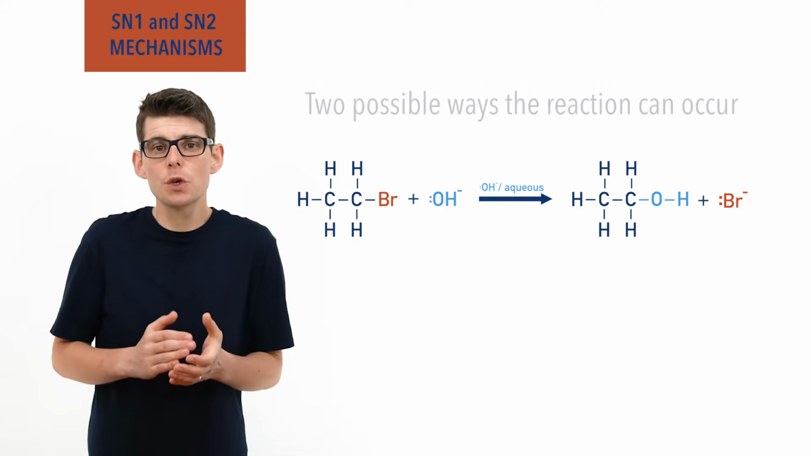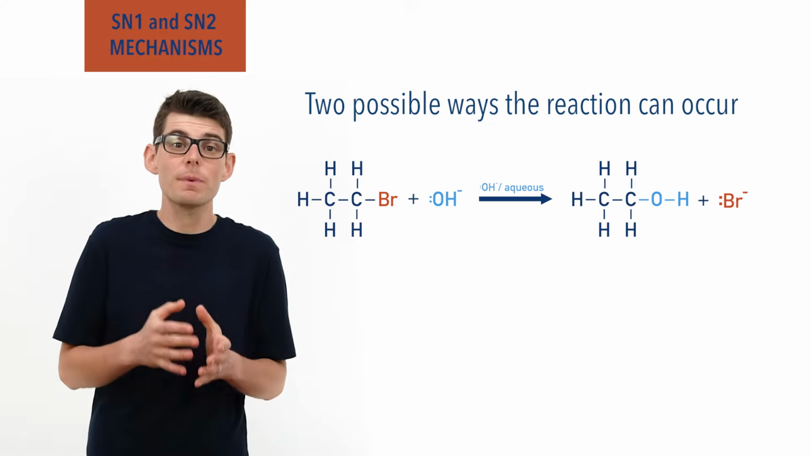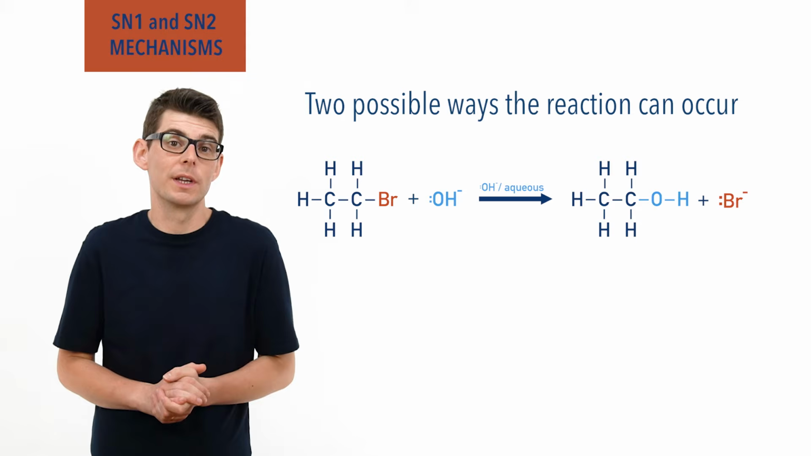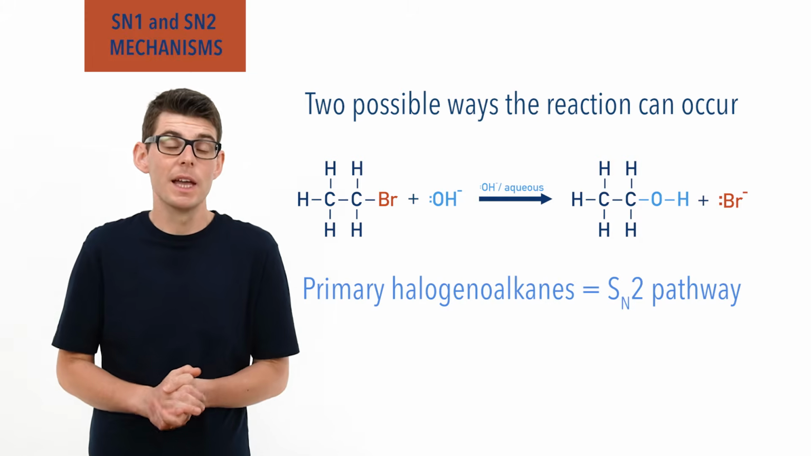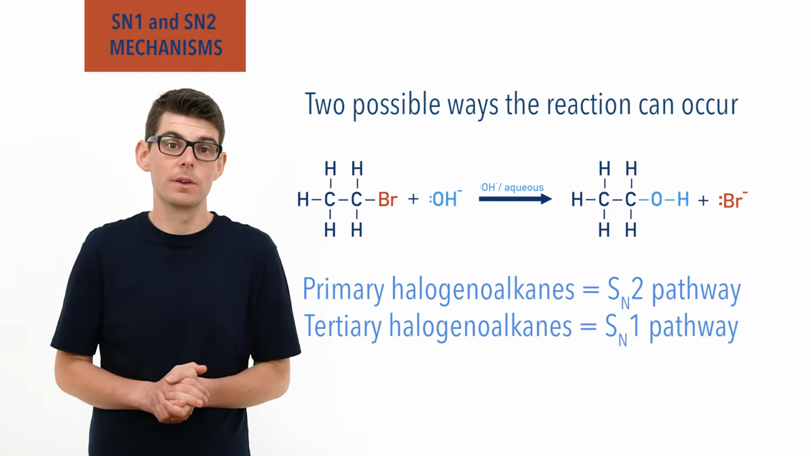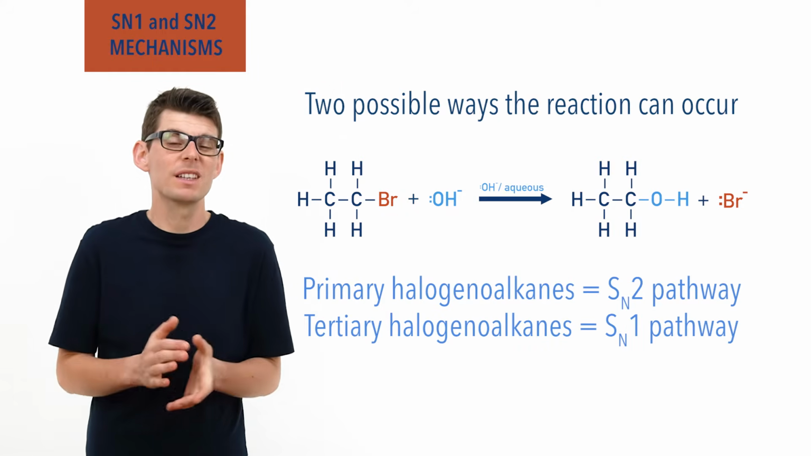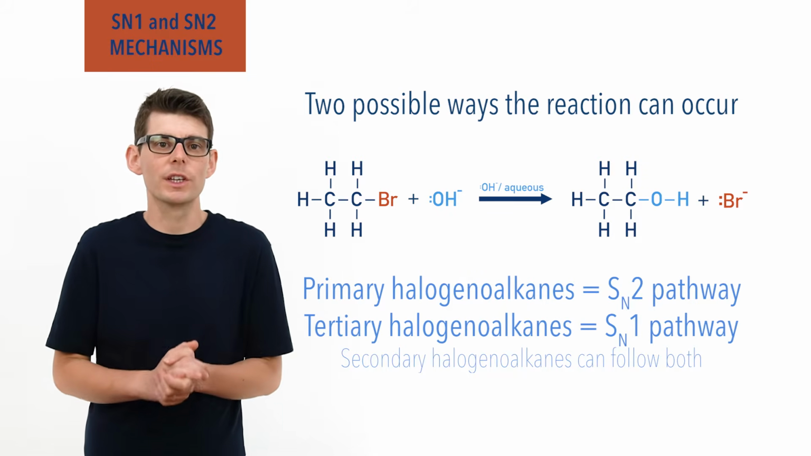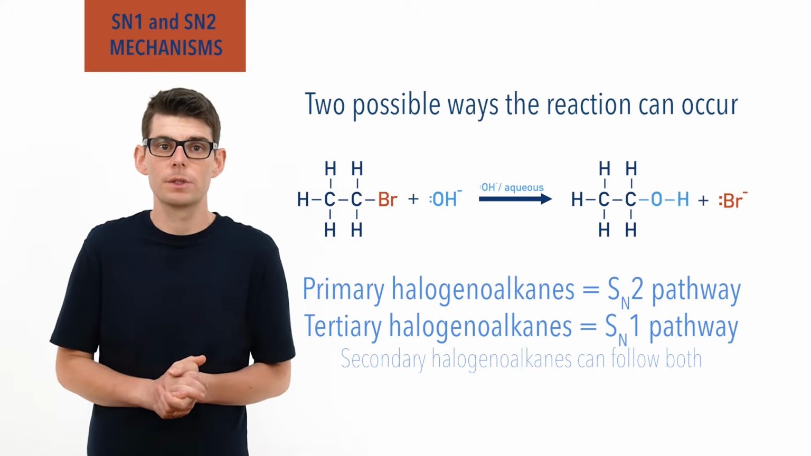There are actually two mechanisms by which this reaction can occur, depending on the type of halogenoalkane reacting. Primary halogenoalkanes follow what's called an SN2 mechanism pathway, and tertiary halogenoalkanes an SN1 mechanism pathway. Just to be awkward, secondary halogenoalkanes can sometimes follow both. So let's first have a look at a primary halogenoalkane reacting with hydroxide ions.